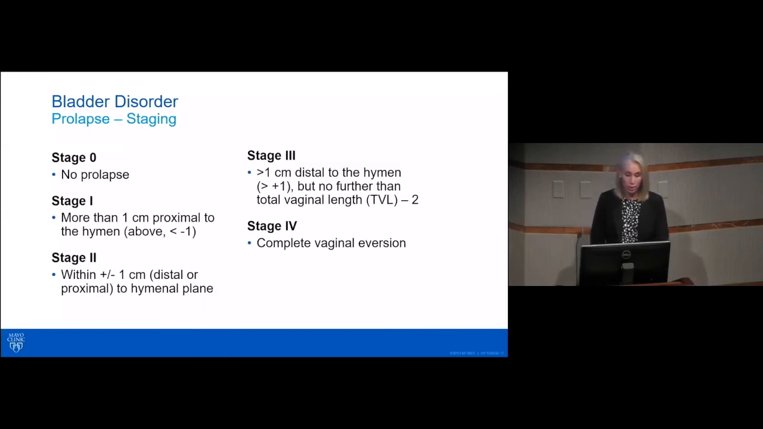So staging of prolapse, stage 0 is no prolapse. Stage 1 is more than 1 centimeter above the hymen. Stage 2 is within plus or minus 1 centimeter to the hymenal plane. Stage 3 is greater than 1 centimeter beyond the hymen, and stage 4 is complete vaginal eversion.